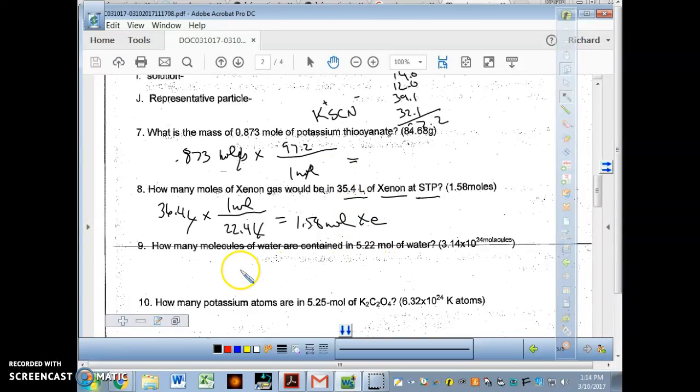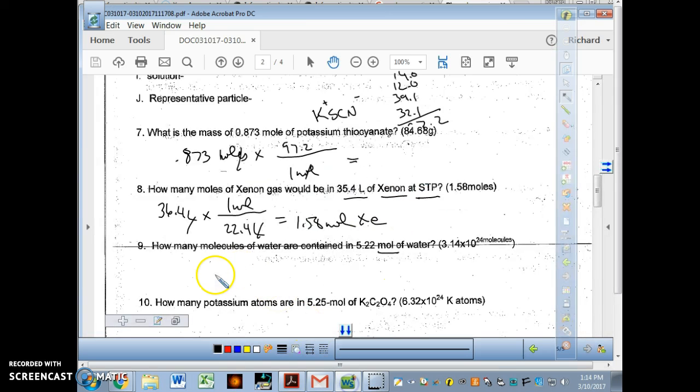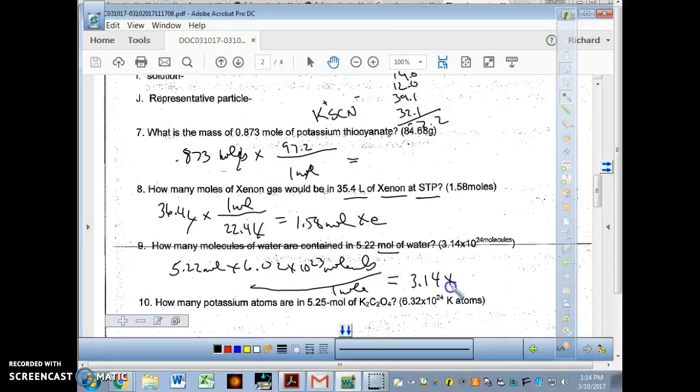These are all one-step problems. This time wants to know molecules of water, and we start with moles. So if we know molecules and moles, here's number of particles is a molecule. We start at moles, we multiply by 6 times 10 to the 23rd. So we'll just simply take 5.22 moles, and we'll multiply by 6.02 times 10 to the 23rd molecules in a mole. And if we do that, we get 3.14 times 10 to the 24th molecules.